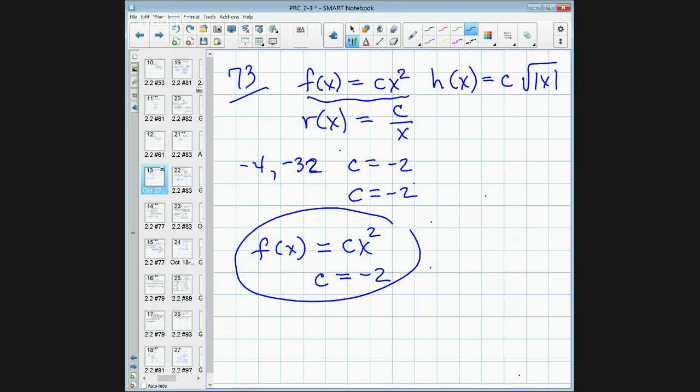So this would be what they were looking for. Which function does it match? And if so, what's the constant? Had that not worked, had we not found a pattern, then I would have gone on to look at the other two models up at the top. So that's the idea of 73.